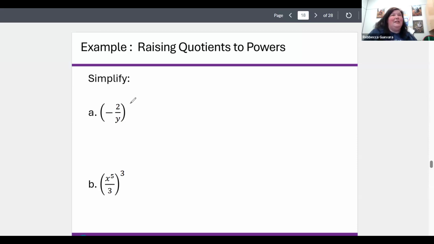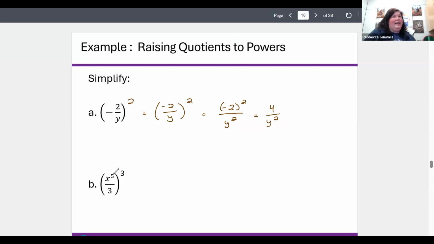I was trying to figure out what it was supposed to be. I think it was supposed to be just negative 2 over y. So this negative out here, you can stick it on the top or bottom, so you can make that negative 2 over y to the power of 2, which means we have a negative 2 squared over y squared. We end up with a negative 2 times negative 2, which is just going to be 4 over y squared.